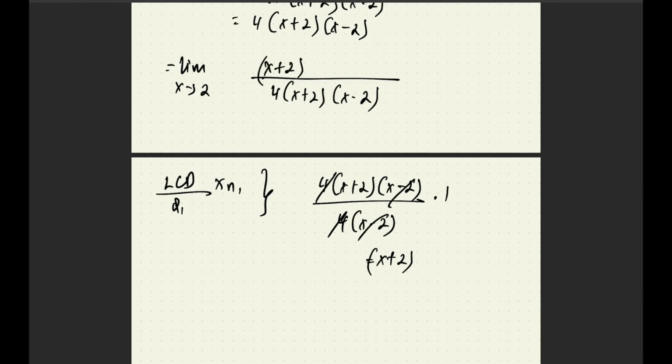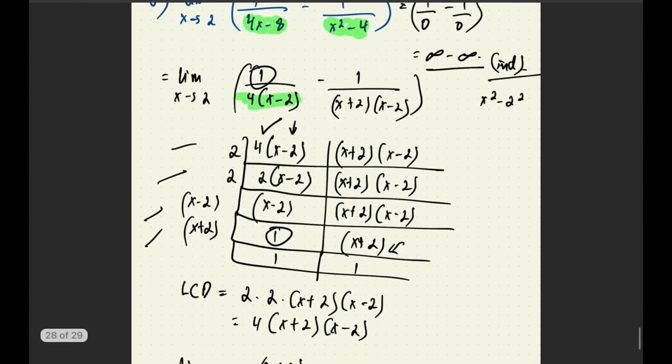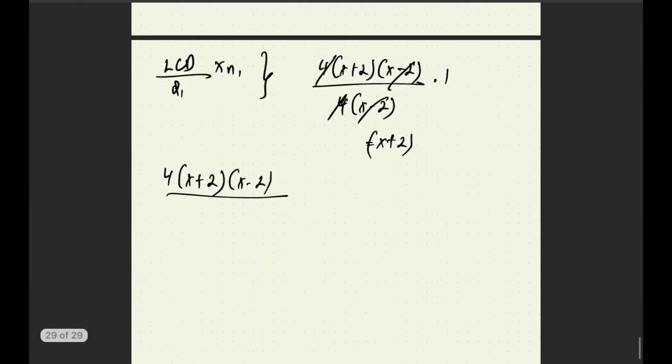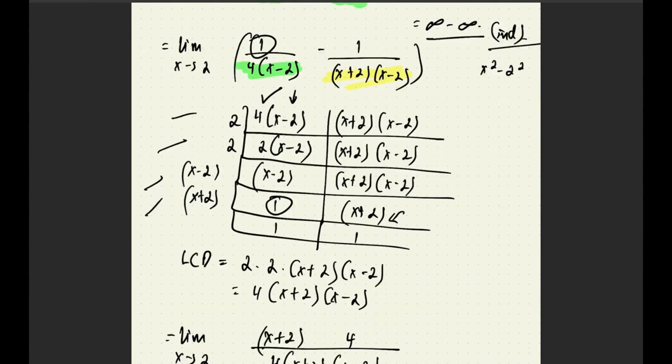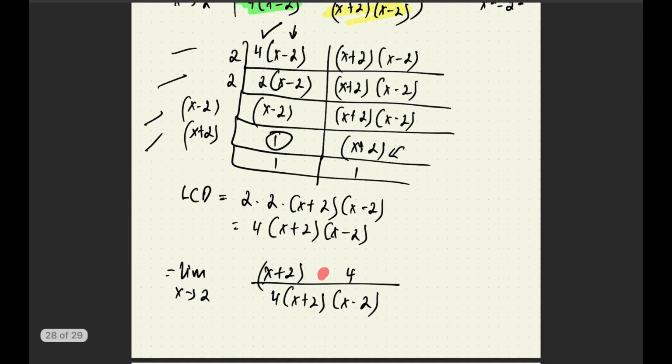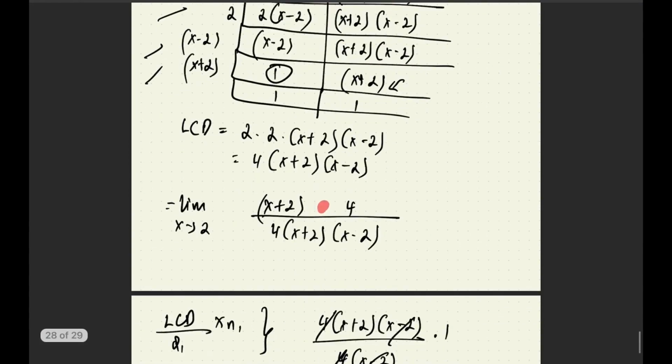Let's do the same for the second term. The LCD is 4(x plus 2)(x minus 2) divided by the second denominator, which is (x plus 2)(x minus 2). I'm going to divide by that and multiply by the second numerator, which is just 1. So this and this will cancel, this and this will cancel, and that gives me 4. Then I'm going to write a 4 over here. The sign I put between these two terms is the original sign of the fraction, which is a minus.